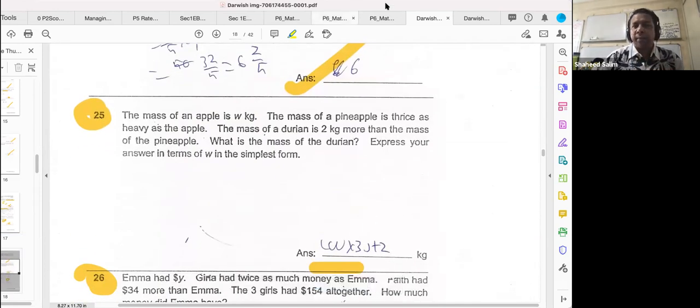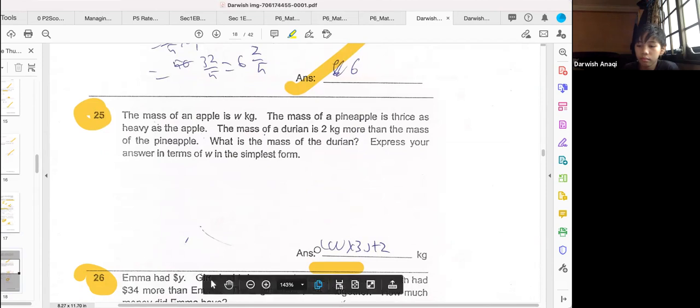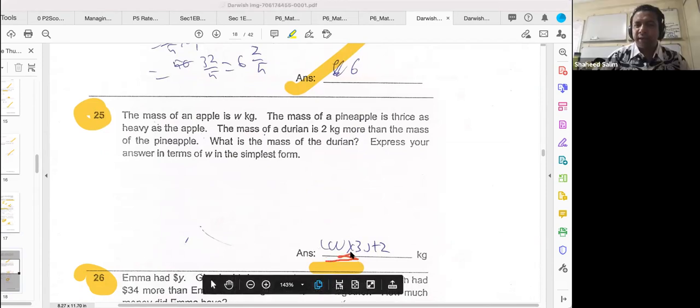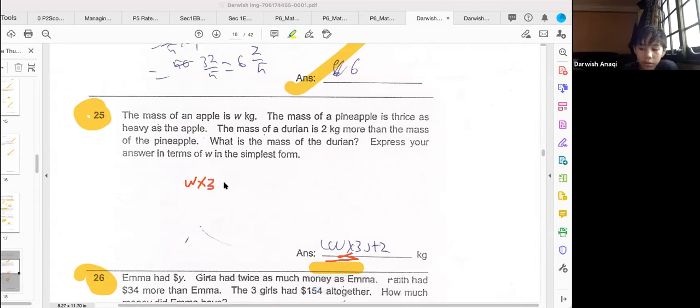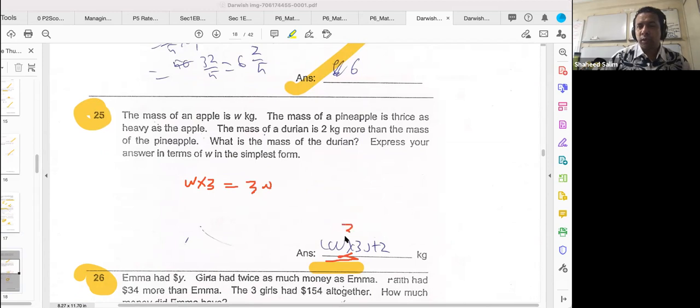Okay, this one, let me just explain one part. Over here, your answer is correct, but you must simplify this. W times 3 is what? What's your answer? 3W. So your answer will be 3W plus 2. You must write 3W plus 2. Because if you leave it like that, it's halfway done. W times 3 in brackets is halfway done.